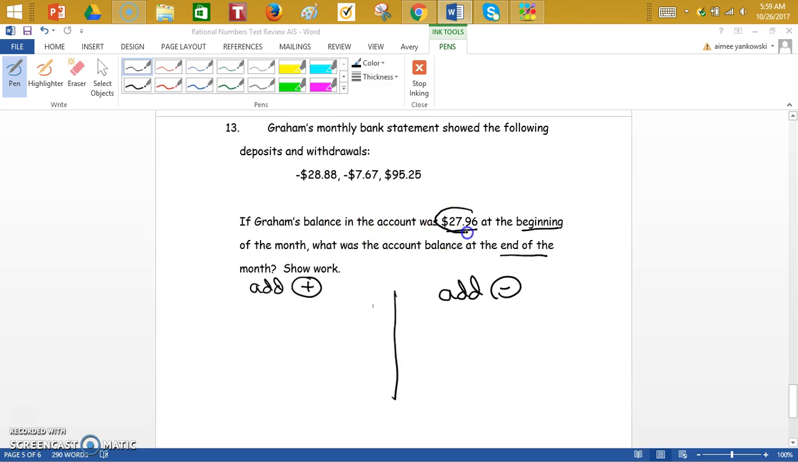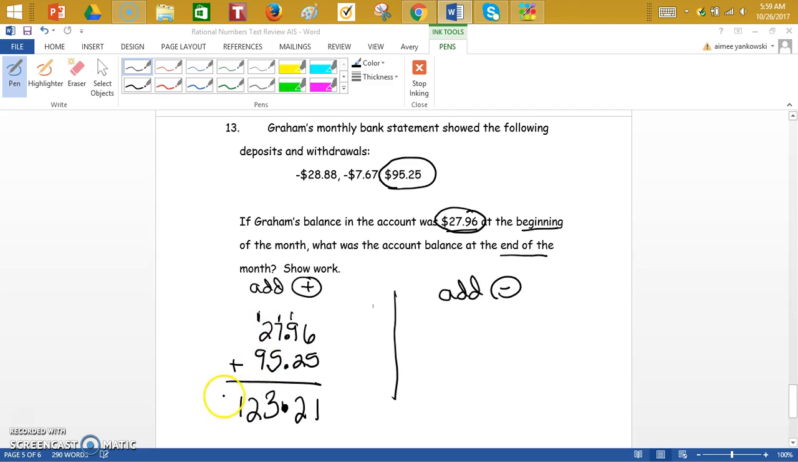So if I look at my positive numbers, this is a positive number, this is a positive number. So I'm going to combine those here. So I have 27.96, lining up my place values, and 95.25. And make sure I drag that decimal right down into my answer. And now I'm just going to add up my positives. 6 and 5 is 11. 9 and 1 is 10, and 2 more is 12. 7 and 1 is 8, and 5 more is 13. 9 and 1 is 10, and 2 more is 12. So that's a positive $123.21. That's how much total you've deposited into the account.